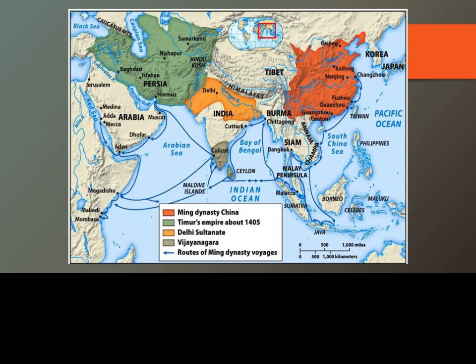And this is a map that shows in red Ming Dynasty China, in green Timur's Empire, about 1405. We learned about him in section 1. The Delhi Sultanate is there in northern India, and the Vijayanagara is here in southern India. The blue arrows, which I think are very helpful, show you the routes of the Ming Dynasty voyages, many of those from Zheng He, all here in the South China Sea, down into Southeast Asia, and then of course out into the Bay of Bengal along India, and there in the Indian Ocean. And he made it to many parts of Africa and even Southwest Asia.